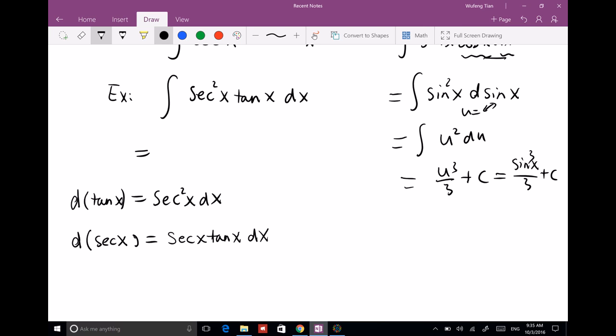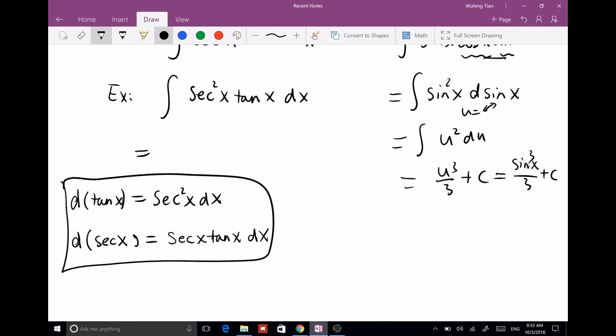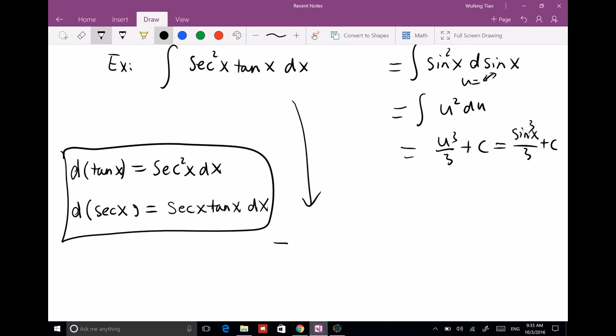Okay, so you're going to use this tool a lot for the tangent part. We don't do the cotangent a lot because secant and tangent we use more. Okay, so secant x tangent x dx. Most likely we're going to use this tool. You know why I write it this way?